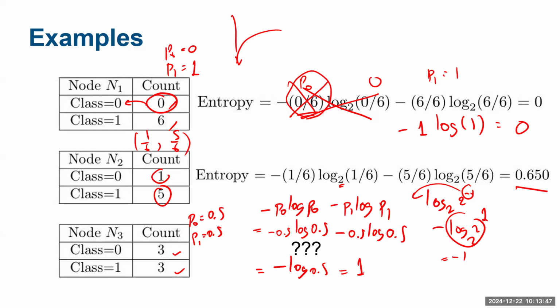So the entropy is the measurement of impurity. If it is an equal split, you get 1. If it is a perfect split, you get 0. If it is something in between, you get some number. What you want is for the number to be very low. The lower the number is, the better the split.